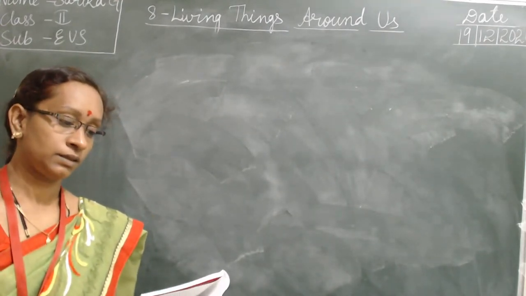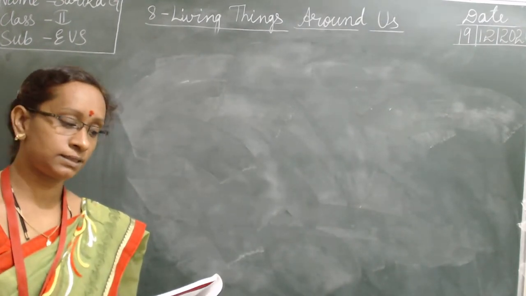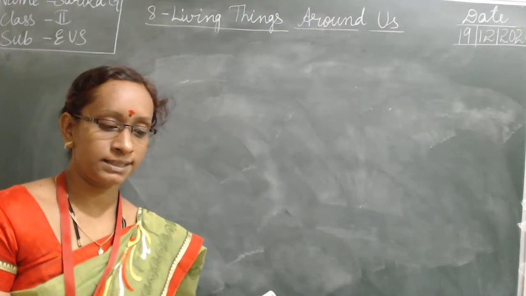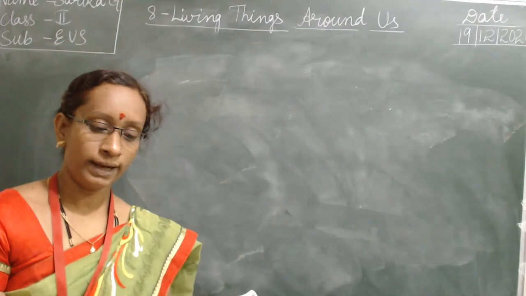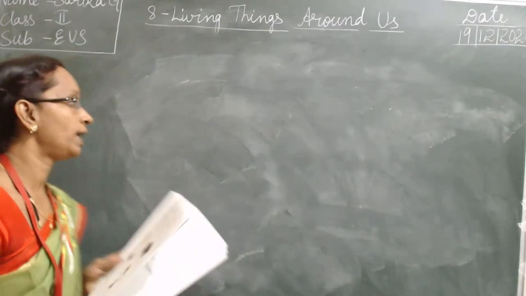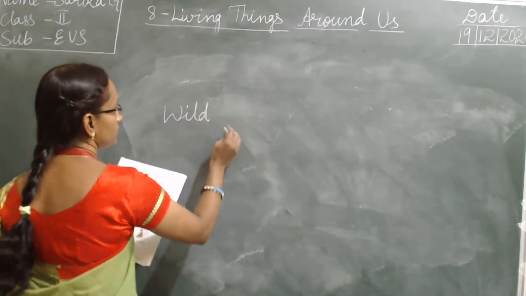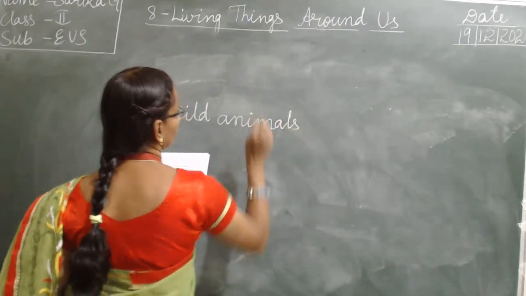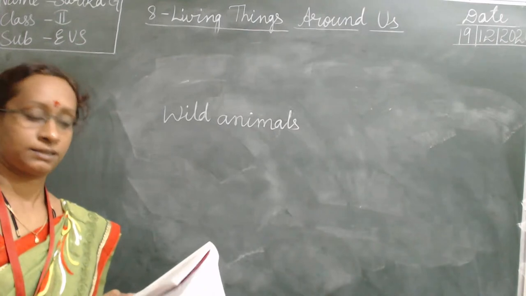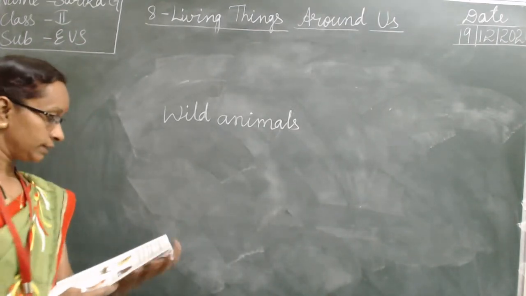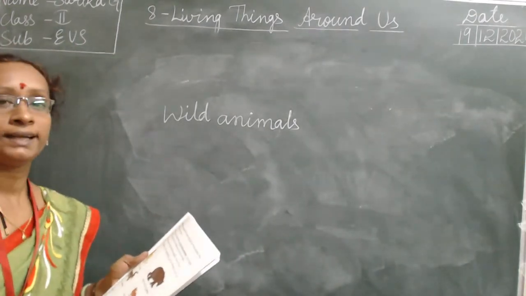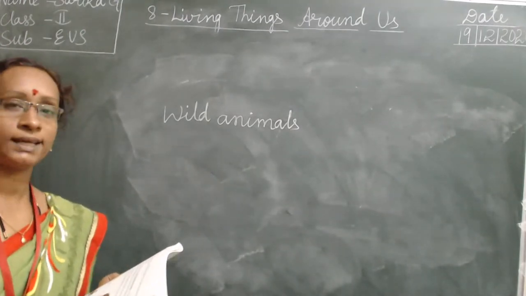Rakesh's mother explains to him that tigers are wild animals that usually live in the forest. Animals that live in the forest are called wild animals. For example, lions, tigers, elephants, foxes, giraffes and bears. These animals find their own food and shelter in the forest.